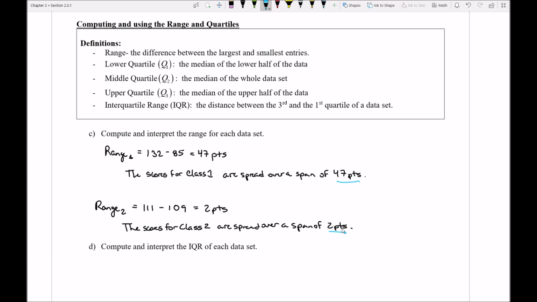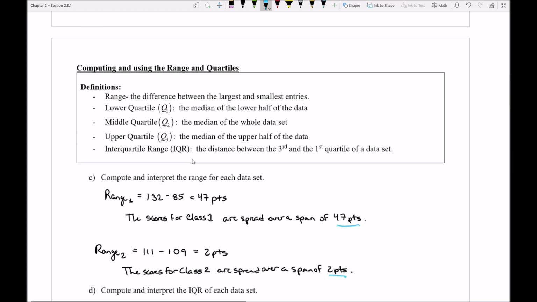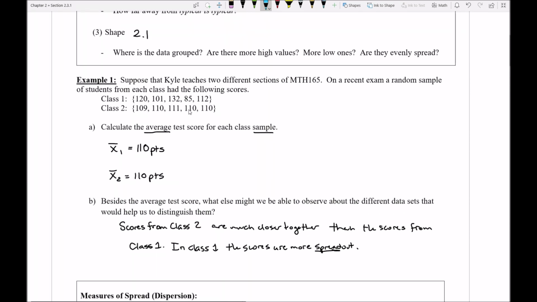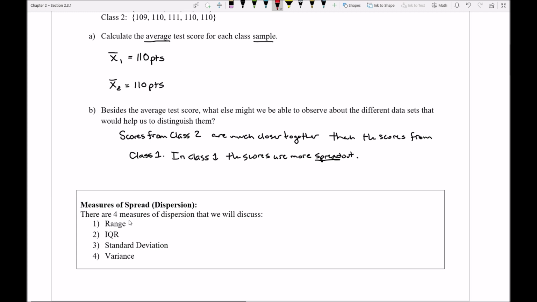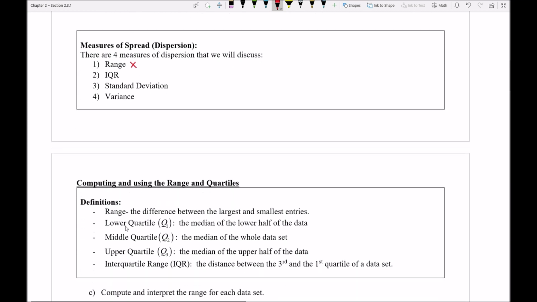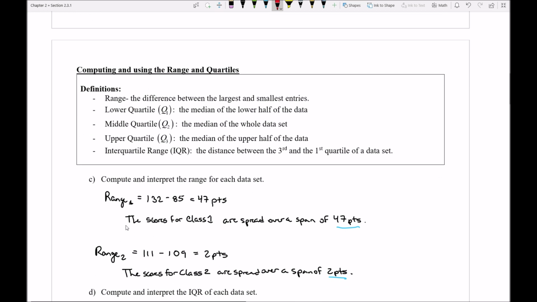Now, there are obviously some disadvantages to using the range, in that the range only really used 2 of the data points. Right? So like, I could make class 2 look like the scores were super spread out if I just had one score of 0. But in actuality, most of the scores are actually pretty clumped together. So what we'll often see is that out of this list here, the range is not going to be used very often. We're often going to just ignore the range because it doesn't take into account enough of the data set to really be representative of what's happening with all the data. We'll see it used from time to time, but not very often.